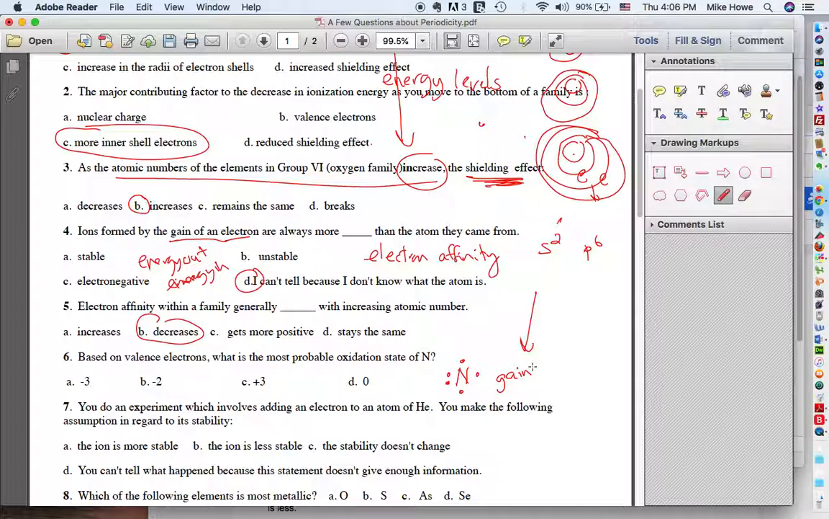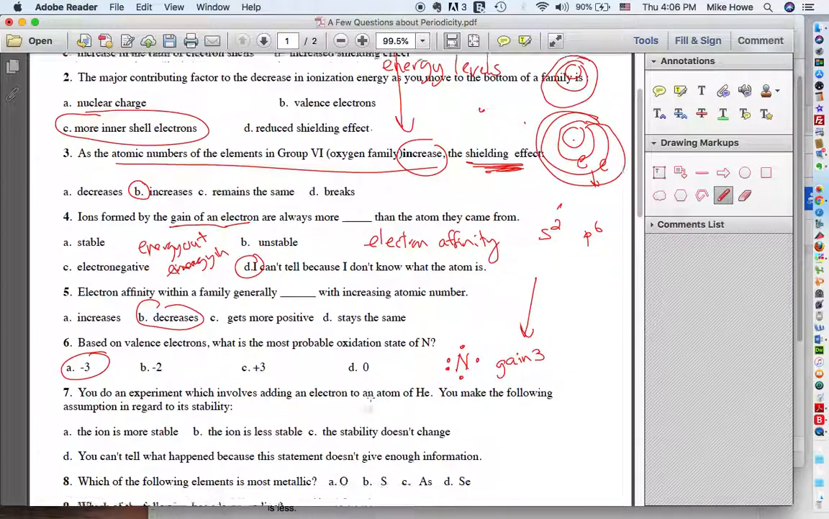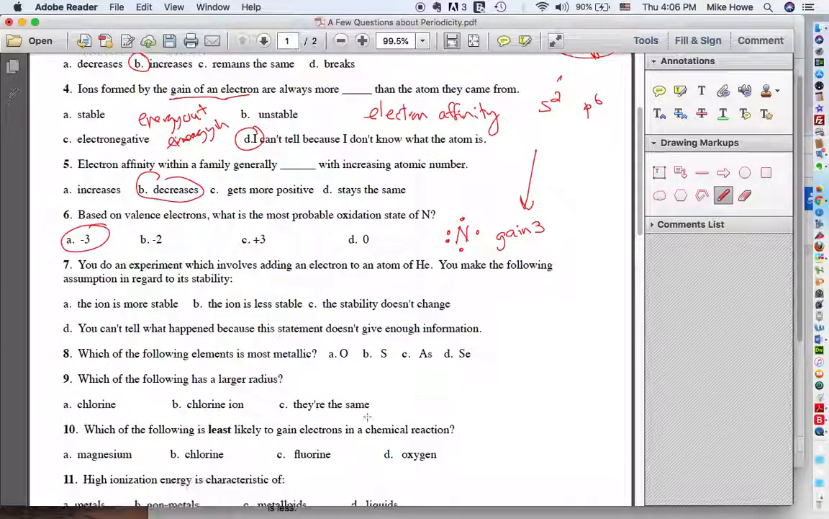And if you gain 3 electrons to get to 8, what's its oxidation state going to be? Is it going to be positive or negative when you gain electrons? Negative.